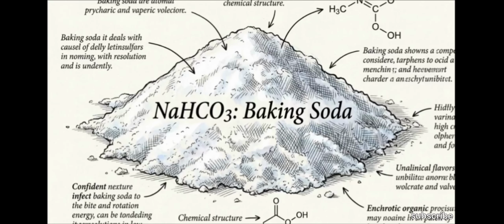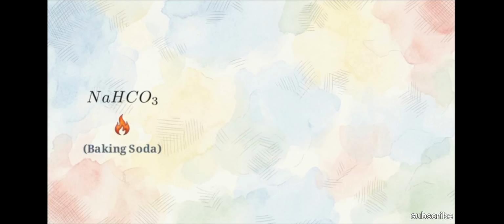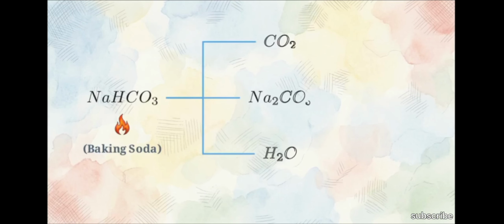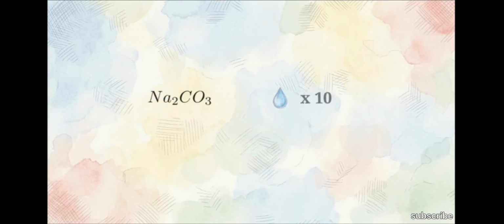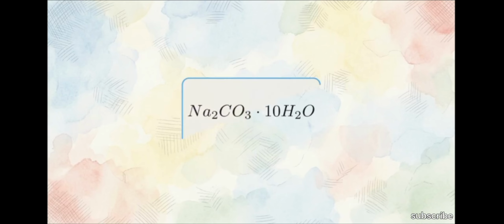We can apply these same reaction principles to synthesize 5 major industrial salts, starting with the baseline, sodium hydrogen carbonate, commonly known as baking soda. Applying heat to baking soda breaks it down into sodium carbonate, water, and carbon dioxide gas, which causes bread to rise. Adding exactly 10 trapped water molecules to that sodium carbonate changes its identity entirely, making the water a permanent structural part of washing soda.